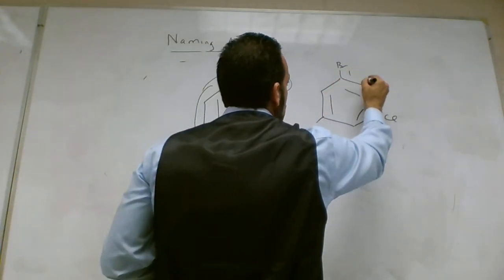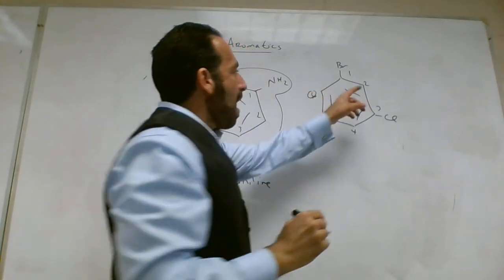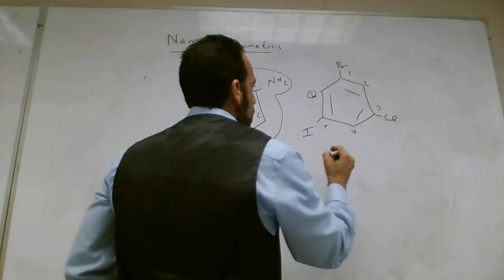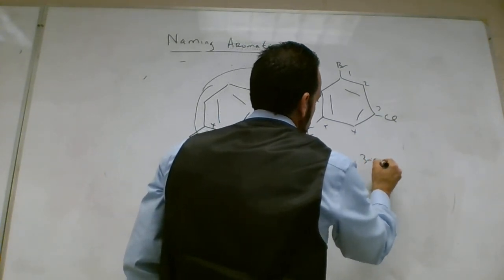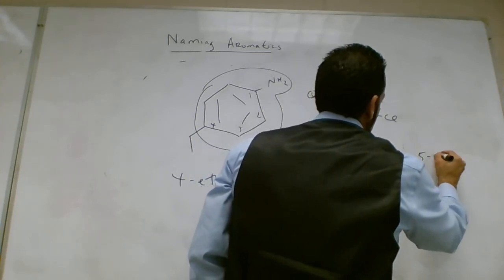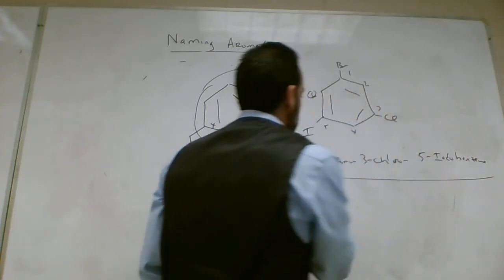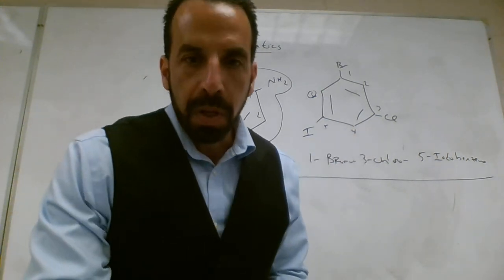Bromo is first. 3, 4, 5, 6. Again, I call chloro number 3 because that's before iodo alphabetically. So in this case, I would say 1 bromo, 3 chloro, 5 iodobenzene.